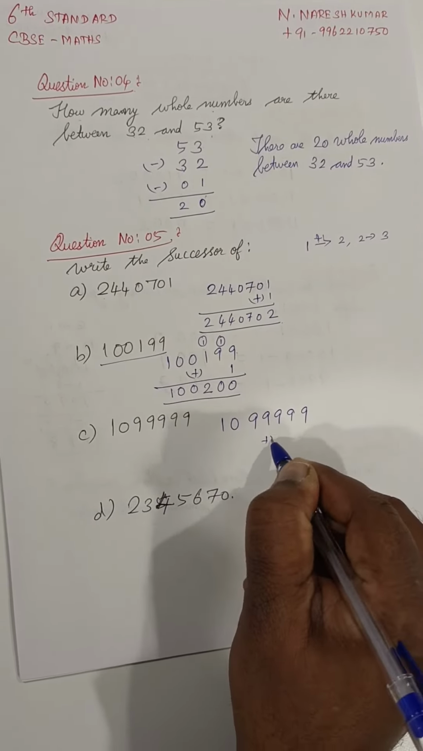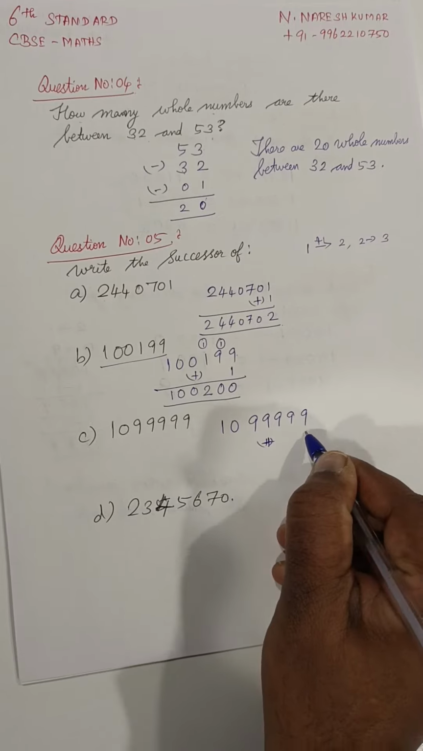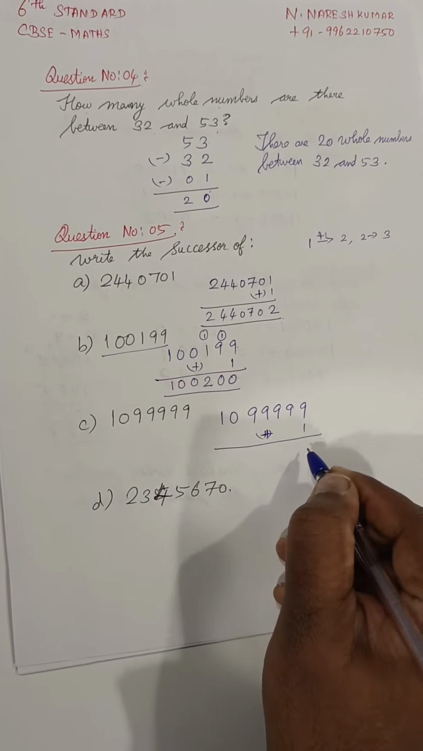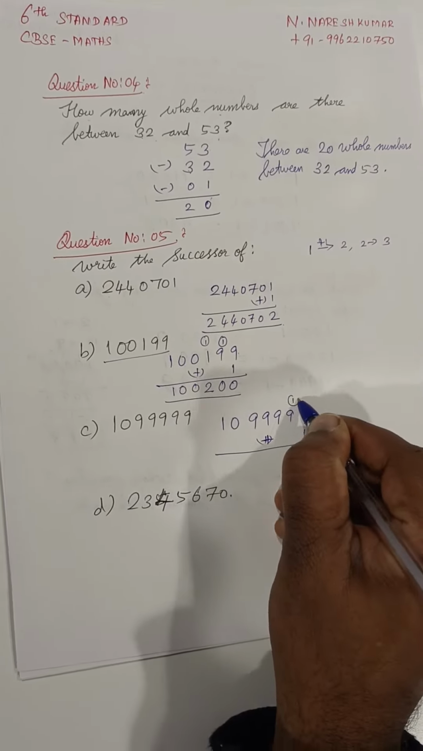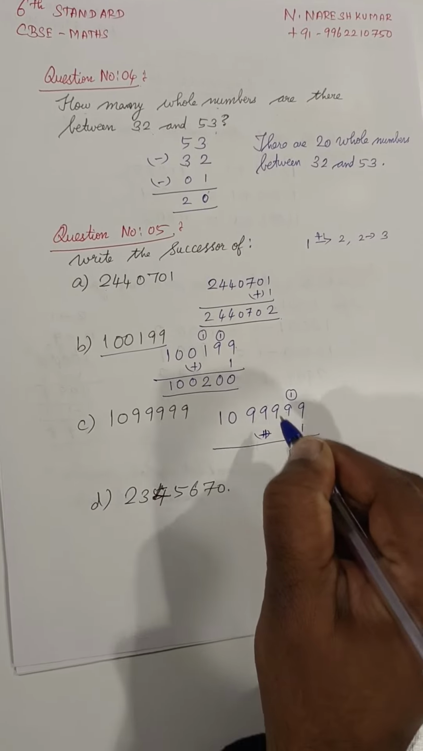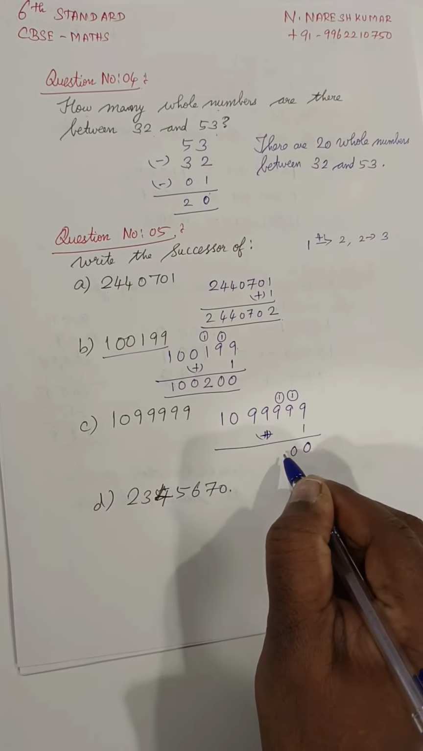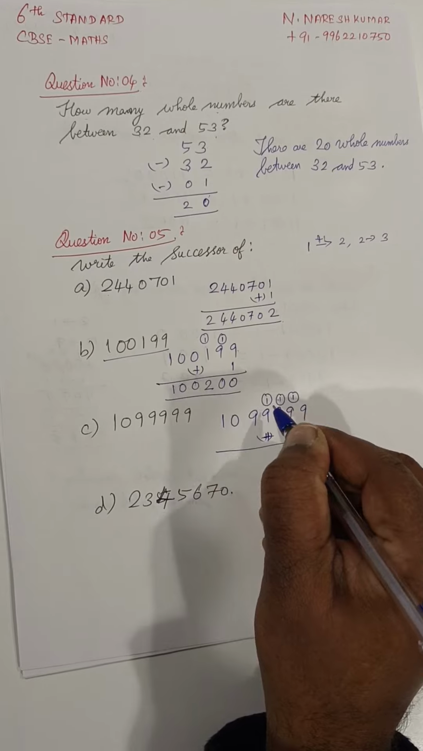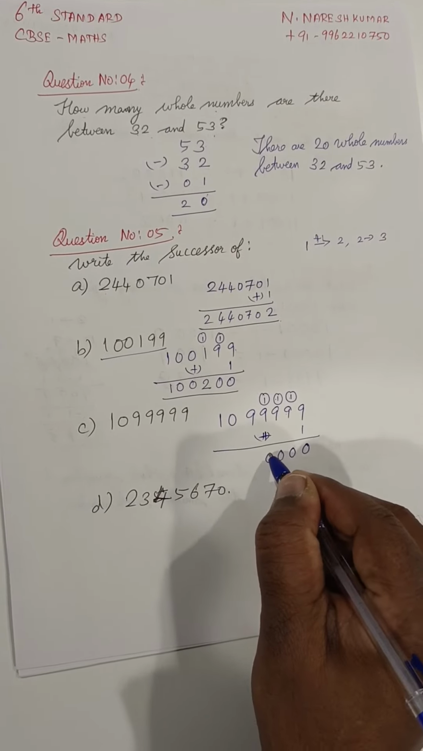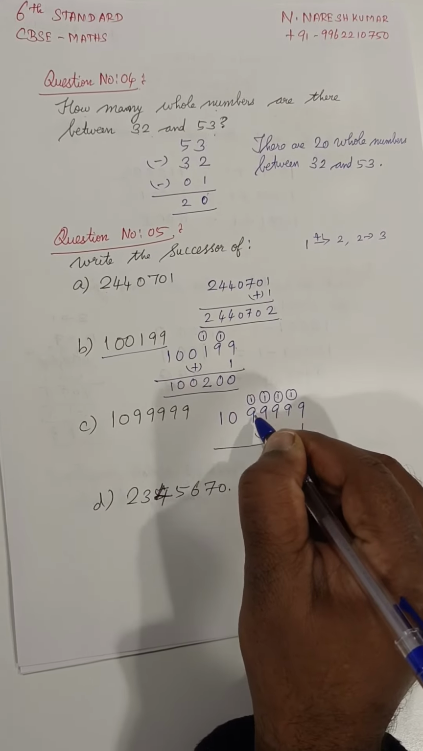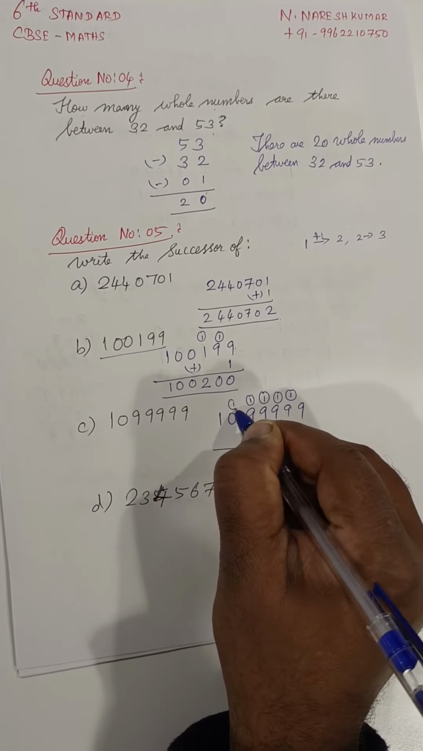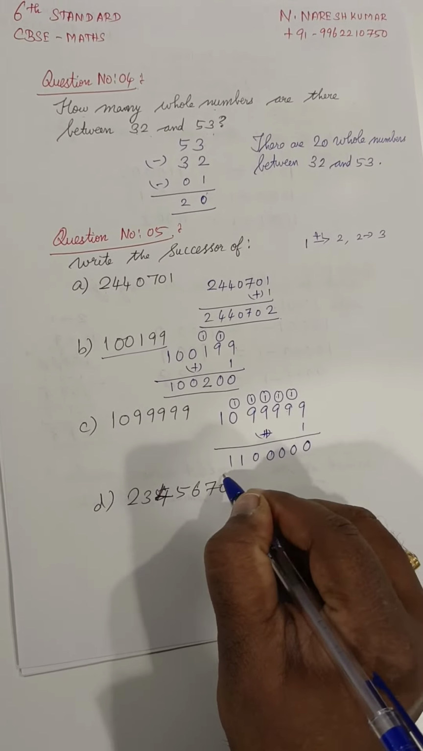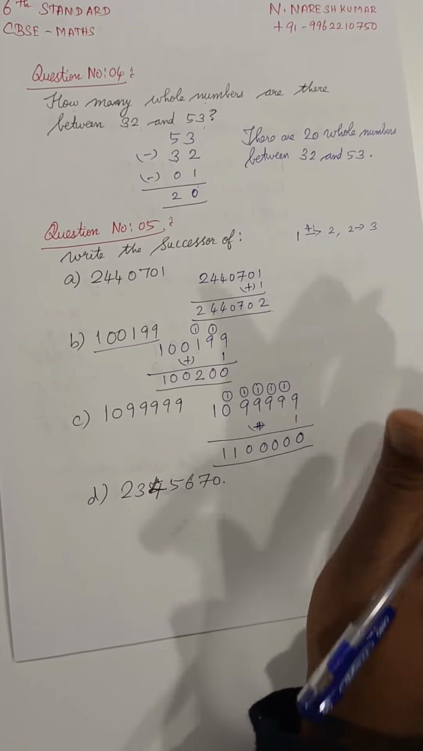The next one, 10999999. Here they are asking plus 1. 9 plus 1, 10. 9 plus 1, 10. 1 plus 9, 10. 1 plus 9, 10. So here we are placing 1. So this is the answer.